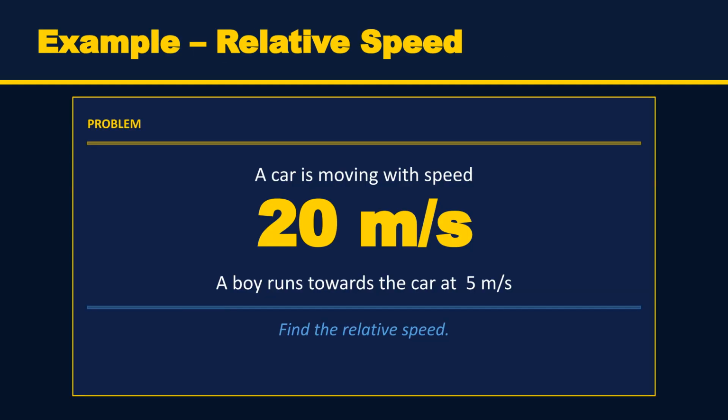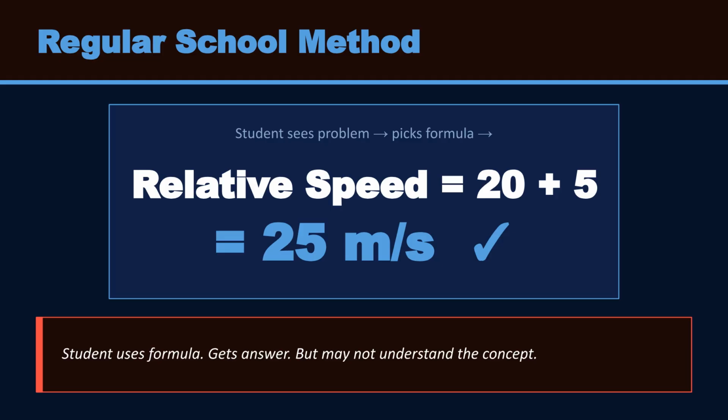Let's use an example. Finding the relative speed of a car moving at 20 meters per second and a boy running towards it at 5 meters per second. The regular school method involves the student seeing the problem, picking the formula, and quickly calculating 20 plus 5 equals 25 meters per second. The student gets the answer, but may not truly understand the concept.